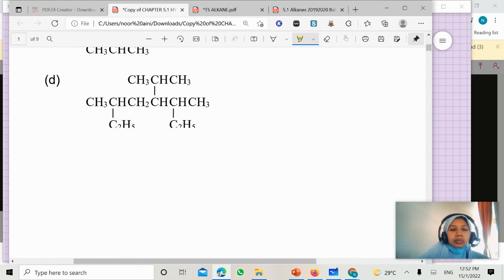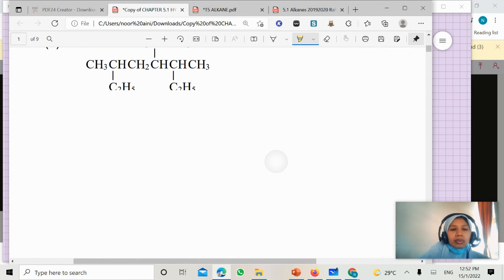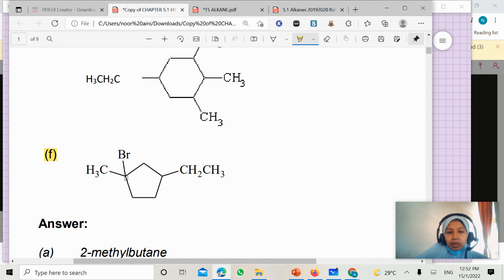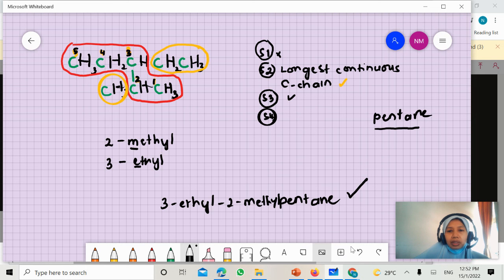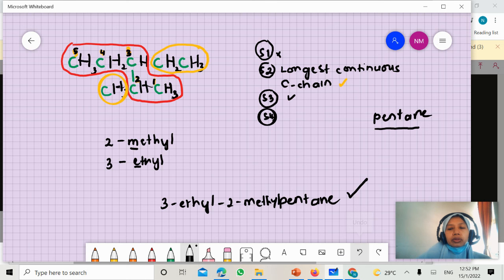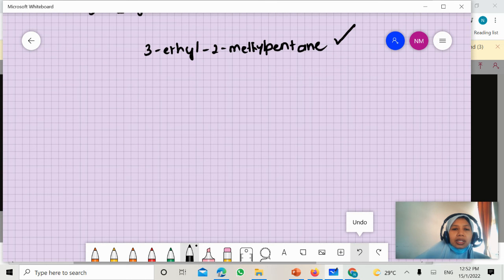Which is... Now we have a cyclic structure with 2 substituents at this carbon and 1 substituent here with a total of 3 substituents. Let's continue here. Now, we have a cyclic structure like this.